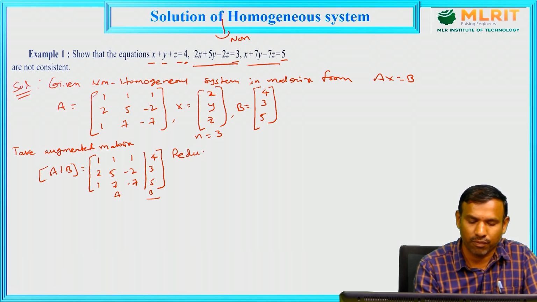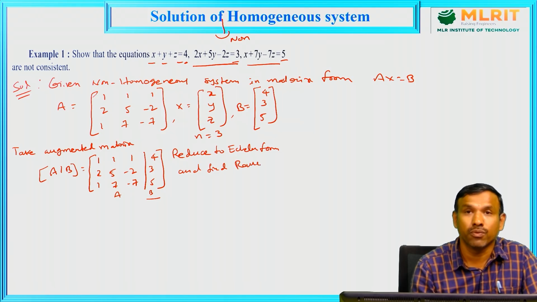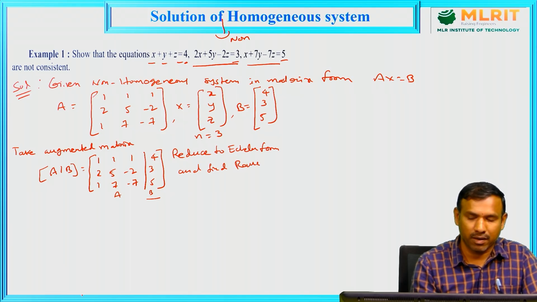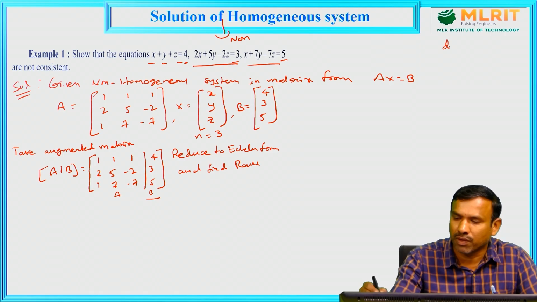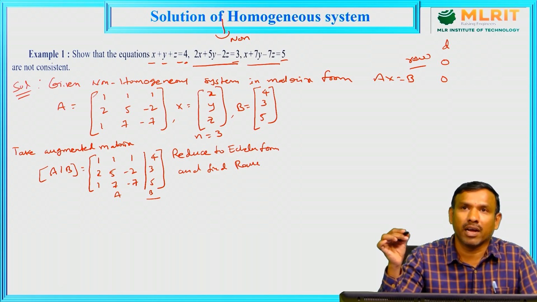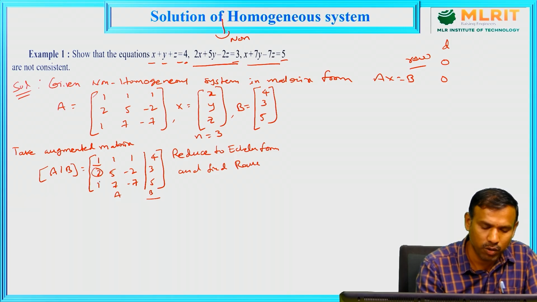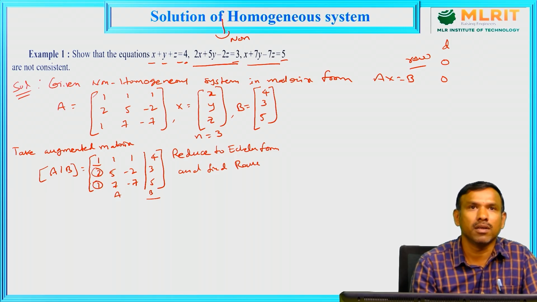So first we reduce to echelon form and find the rank. Everybody knows how to find echelon form, right? Using the first diagonal element, make the two elements below it 0, using row operations. We have discussed the echelon form of a matrix very clearly in the previous lectures. Now using R1, make the R2 element 0 and the R3 element 0.